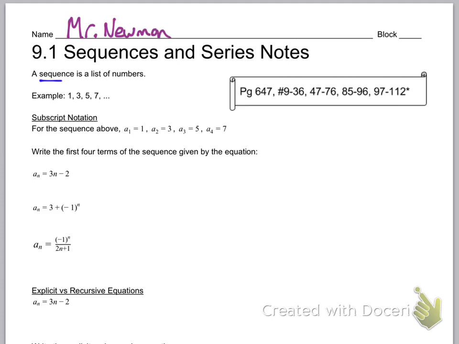So first of all, a sequence is just a list of numbers. For example, 1, 3, 5, 7 is a sequence. It doesn't need to be in order like that. It's actually just any list of numbers, but certain lists of numbers have an order to them that we can figure out and calculate and use.